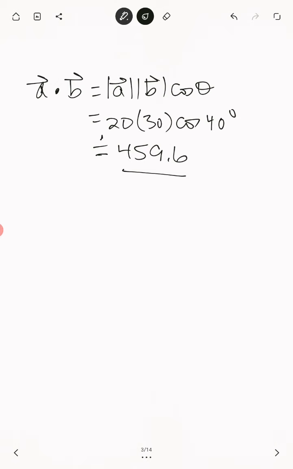Now, note that the dot product of the two vectors is a scalar quantity, not a vector quantity. And that's the reason why the dot product is sometimes called the scalar product of two vectors. So I'm going to talk about that a little bit more in a bit. Let's just look at example 2, part B now.